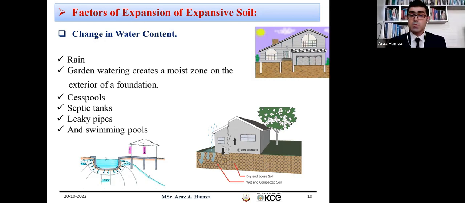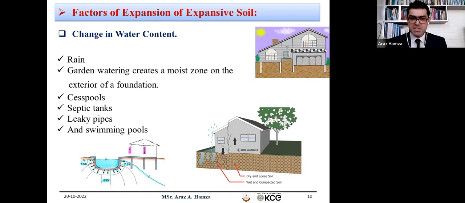Another one: garden watering creates a moisture zone on the exterior of the foundation. It is important for you as a civil engineer to think about this, especially when you design your house, your home. Please be careful about the area around your project, because if you plant trees near your foundation, it leads to watering the soil, and then the problem will occur.